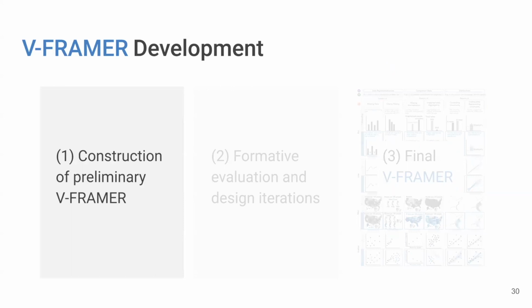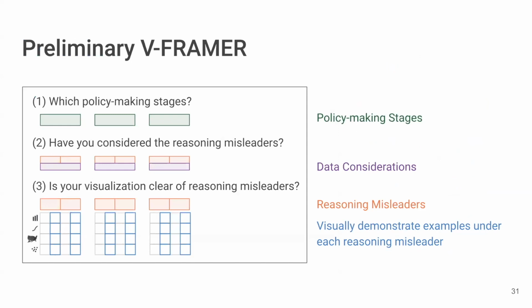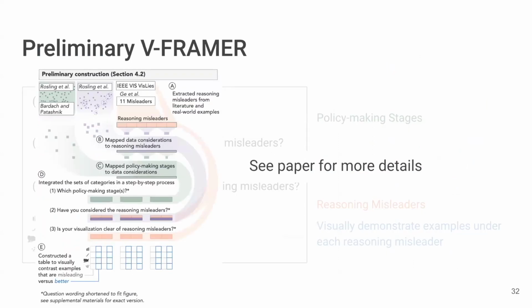We first constructed a preliminary framework from literature. This early version followed a step-by-step process, starting from the policymaking stages to the data considerations and all the way to the visualization examples table. This has its own development process, which involves literature reviews about visualization issues, work from practitioners like Hans Rosling, and literature from the policymaking space. You can find more details in our paper.